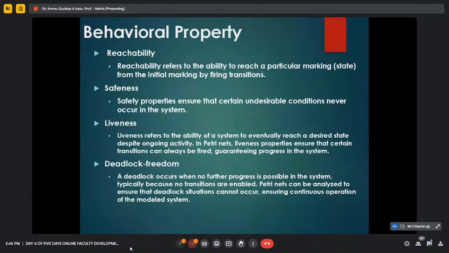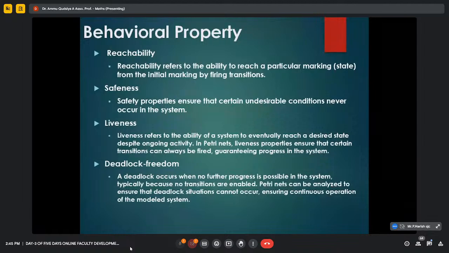Liveness property. Liveness refers to the ability of a system to eventually reach a desired state despite ongoing activity, that is, without any interruption. Is the system working on? Is the model working on? Is the system working properly without any deadlock, any problem? Using this liveness property, we can check whether the system is doing well or not.